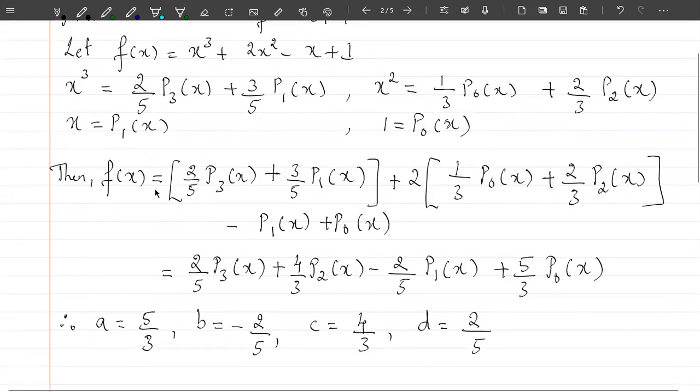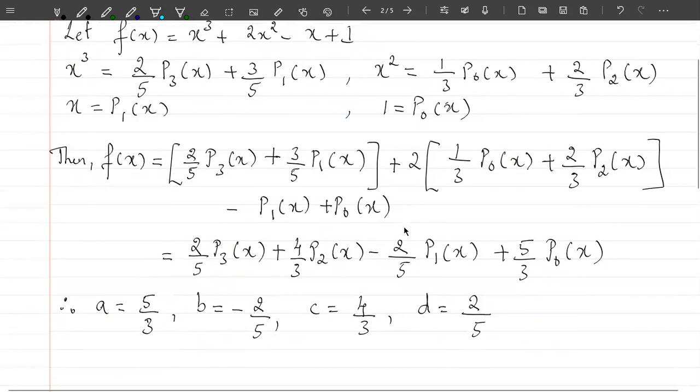Let's find the value of f of x. F of x is equal to x cube, so put the value of x cube over here, plus 2 into x square. X square value is here, put it here. Minus x, so minus p1 of x, plus 1, that is plus p naught of x.